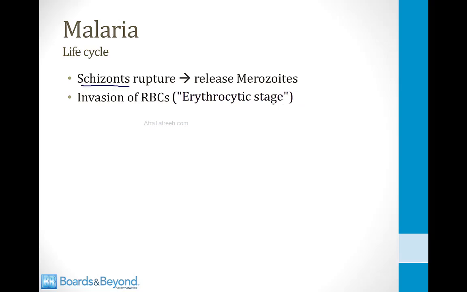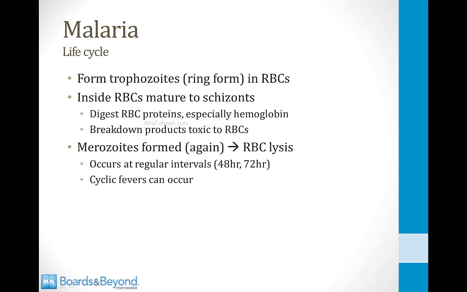Eventually those schizonts will rupture, and when they rupture they're going to form lots of little daughter protozoa cells, and those daughter cells are called merozoites. These are the cells that leave the liver, go into the bloodstream, and invade the red blood cells. And once they invade red blood cells, it becomes called the erythrocytic stage. Inside the red blood cell, they form another stage called the trophozoite stage. The reason this stage is important is because this is the stage that you can see when you look at peripheral blood smears under the microscope. The trophozoites look like little rings, and we'll see some pictures of those later.